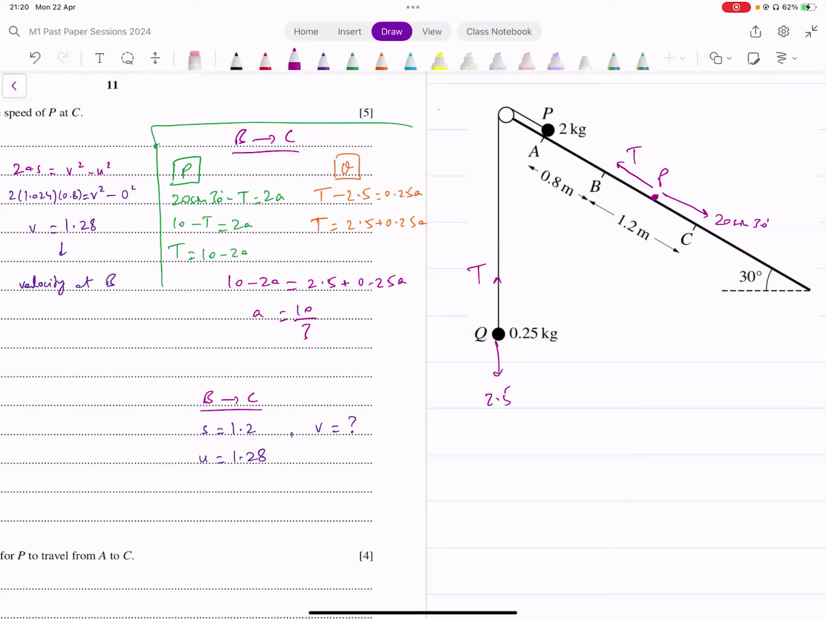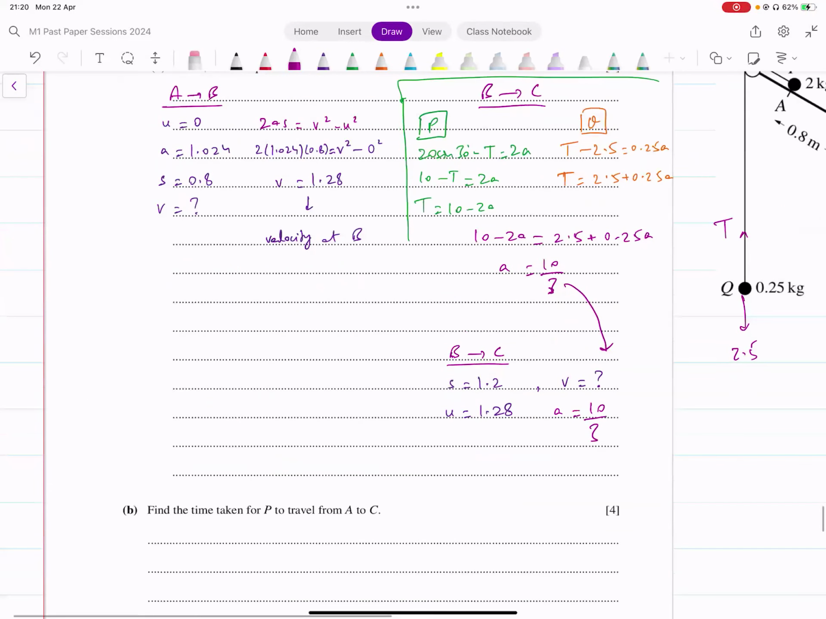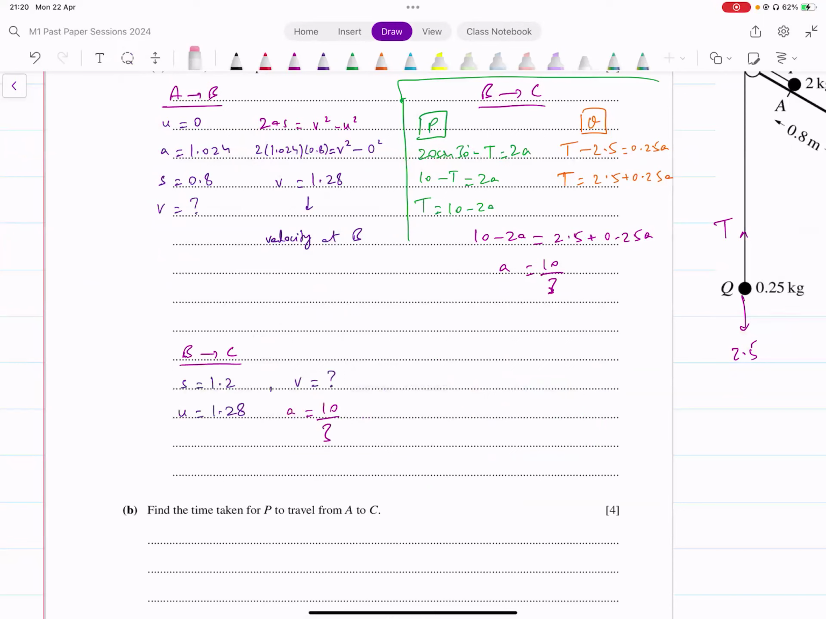Or 3.333. Is that okay? That's the acceleration in this part of the journey, in the second part, from B to C. Now that we know the acceleration in this part of the journey as well, we can just input that value here. We can say the acceleration in this part is 10 over 3. And now we can find the final velocity using these four things. Let's find the final velocity. We've got the acceleration.